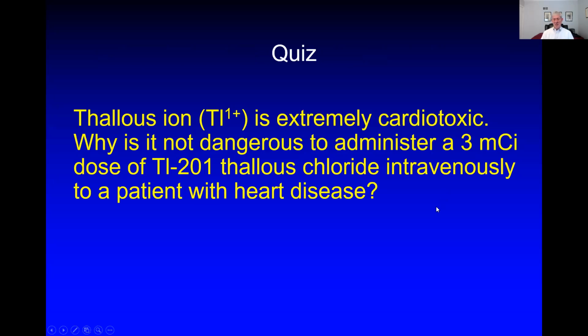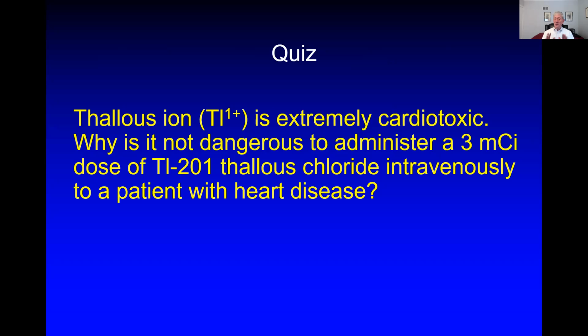Now, here's a good exam question. It is well known that the chemical thallium, like in the form of thallous chloride, is very cardiotoxic. Just like an overload of potassium can stop your heart, an overload of thallium can also stop your heart. It's very cardiotoxic. So why are we not concerned about giving a patient 3 millicuries of thallium intravenously, someone who is already sick with heart disease? Why are we not concerned about that?